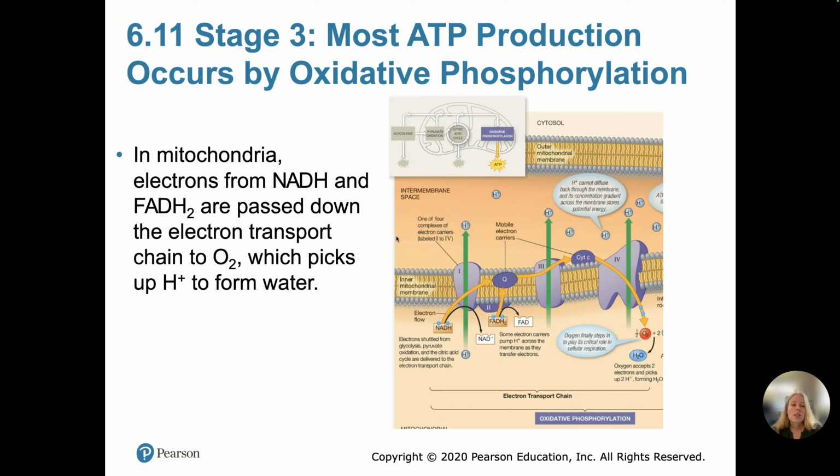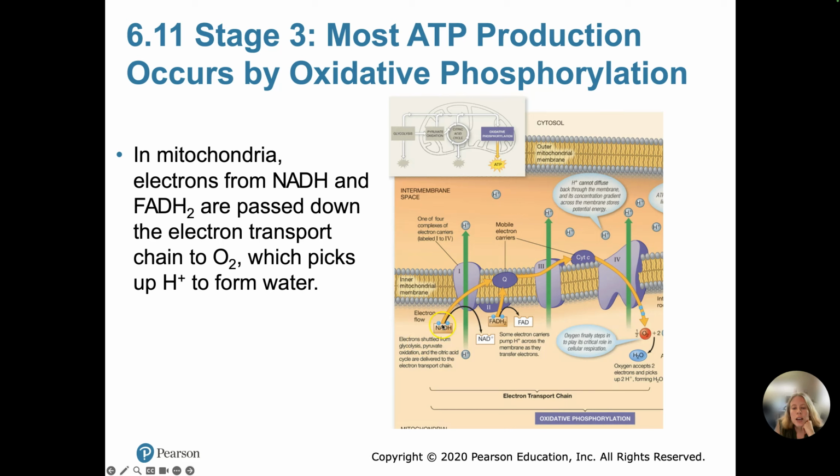Oxygen then picks up some hydrogen ions to form water, which is why water is a byproduct of cellular respiration. We're going to take a quick look at the passage of those electrons from NADH and FADH2. I know there's a lot going on in this figure, but I'll try and simplify it as much as possible.